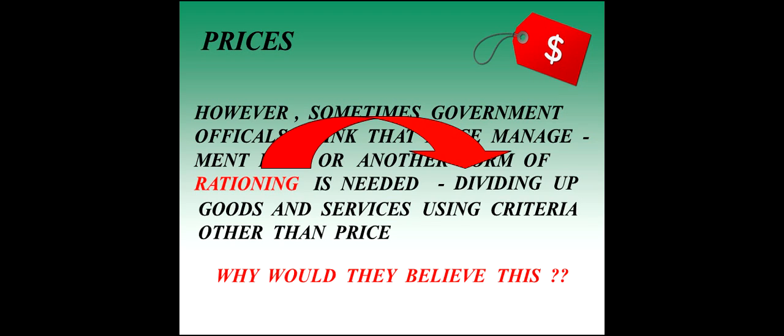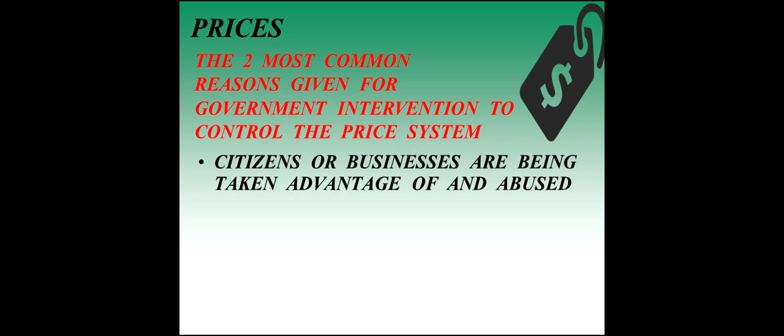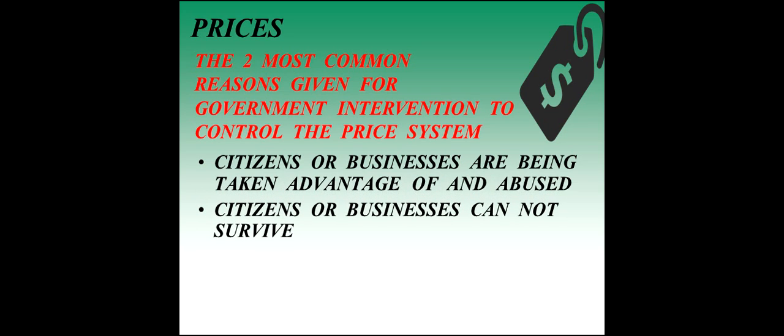So that leads us to the question: why would government officials believe that they need to do this? Here are the two most overwhelmingly common reasons given by government officials for intervention into the price system. The first is that the officials believe that citizens or businesses are being either taken advantage of or abused. The second is that citizens or businesses cannot survive without the government intervention to the price system.